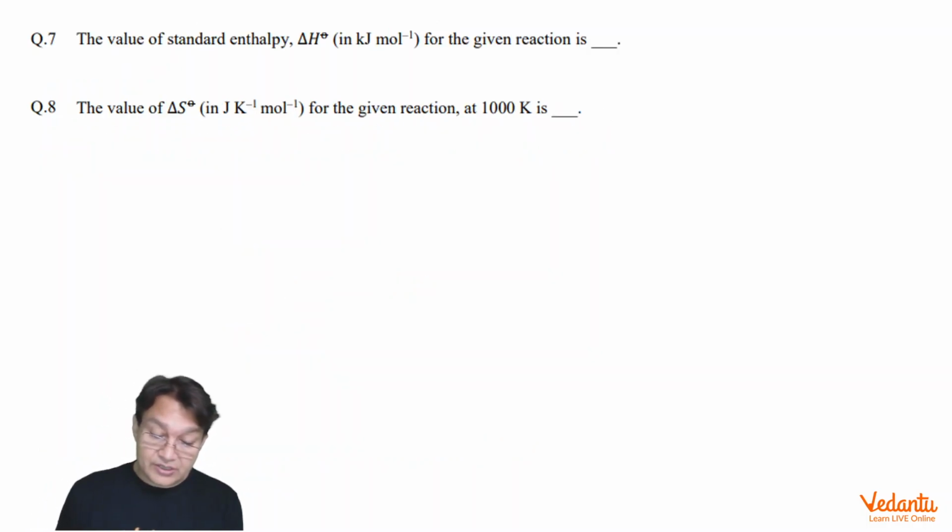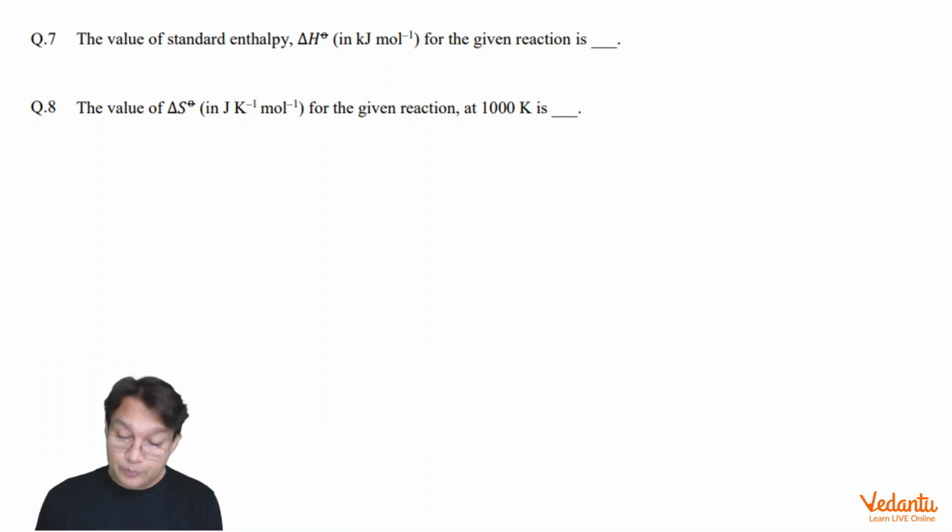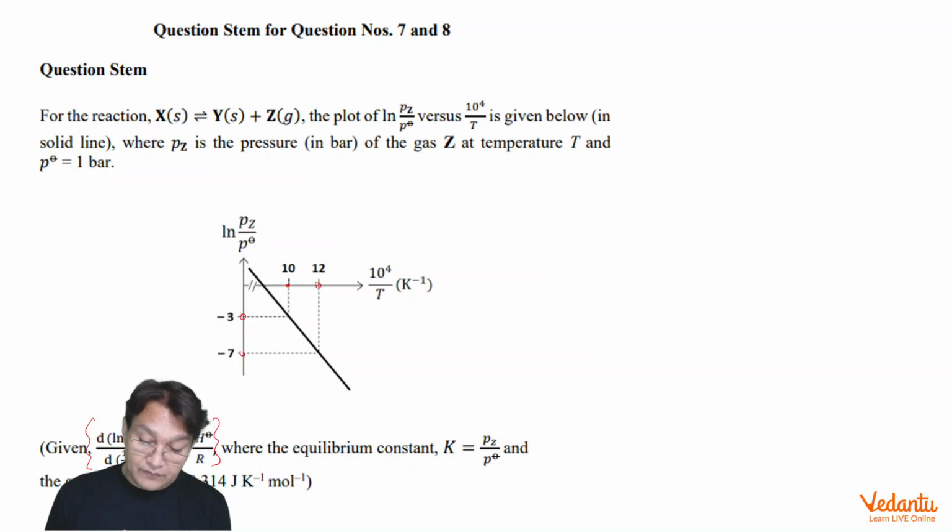So how to approach this problem? Our strategy will be, first of all, to find the slope of this graph. And to find the slope of the graph, the most important thing you have to keep in mind is that you have to convert this number into 1/T. So 12 is equal to 10^4/T.